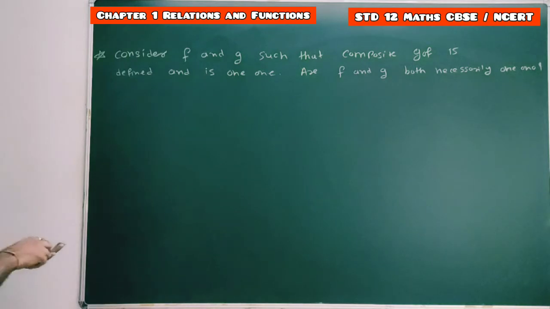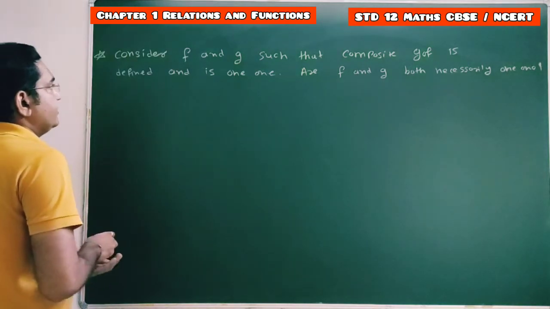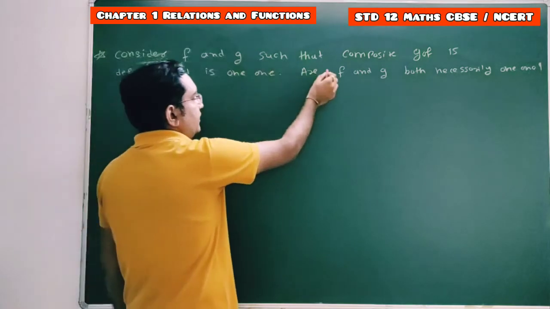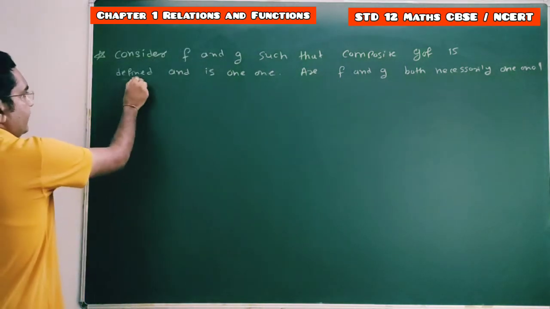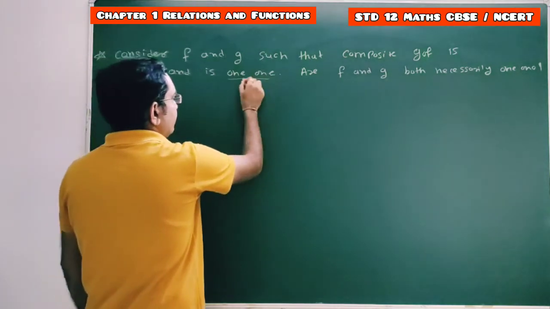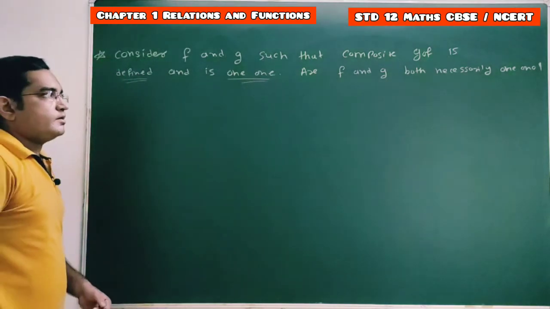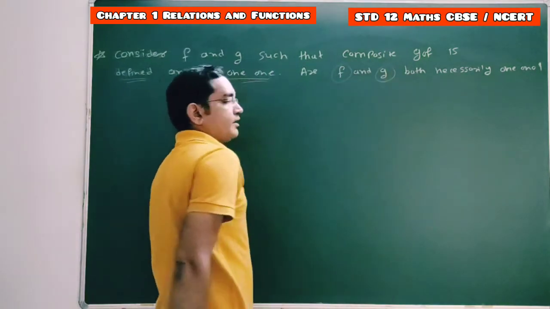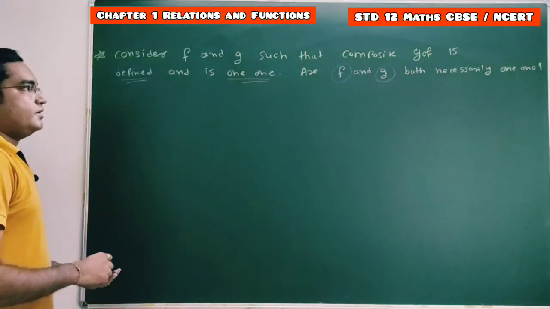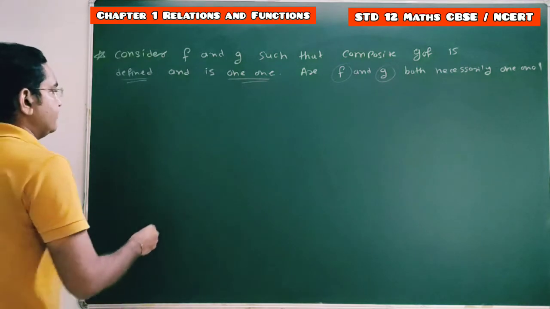Okay students, next result. So here we are given two functions f and g such that the composite of those functions, g of f, GOF, is defined and that composite function is 1-1. So here we have to check, is it necessary that both the given functions f and g are 1-1? Done. So two functions f and g are given.